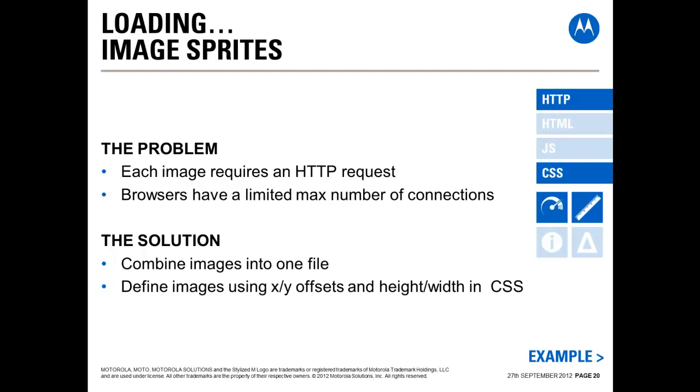So a solution here is to combine the images into one file. And what you can do in CSS is then specify the X and Y offsets, and the height and width, and then show basically a portion of that main image file. So I have an example of this.